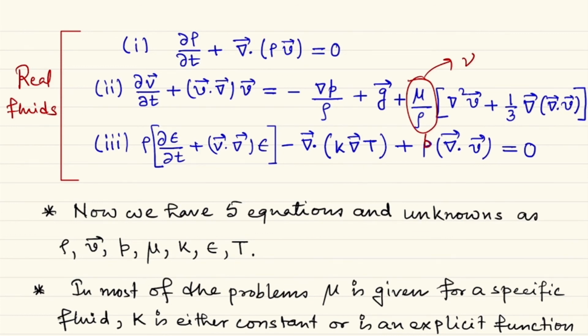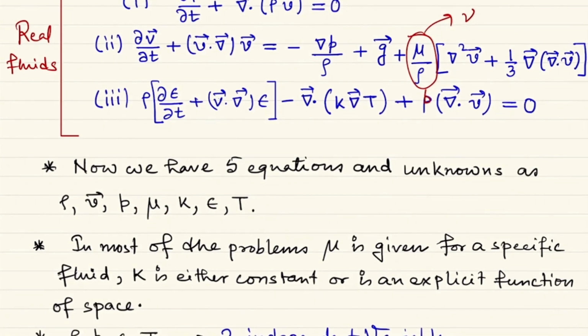Now we have again 5 equations, and how many unknowns? rho, V, P, mu, epsilon, K, and T, while G is known. Now mu, in most of the problems, is given for a specific fluid, so it is a constant, of course other than the accretion disk problem, but even in the accretion disk it is handleable. We will talk about that.